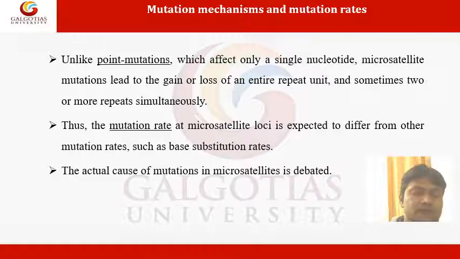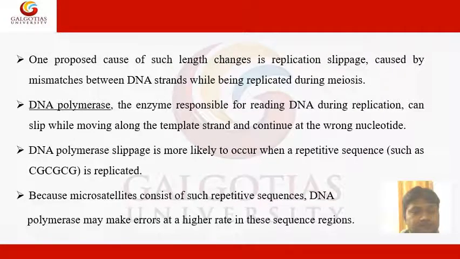Now the mutation mechanism and the mutation rate in microsatellites. Unlike point mutations, which affect only a single nucleotide, microsatellite mutations lead to the gain or loss of an entire repeating unit, and sometimes two or more repeating units simultaneously. Thus, the mutation rate at microsatellite loci is expected to differ from other mutation rates, such as the base substitution rates. The actual cause of the mutations in microsatellites is a debated matter.